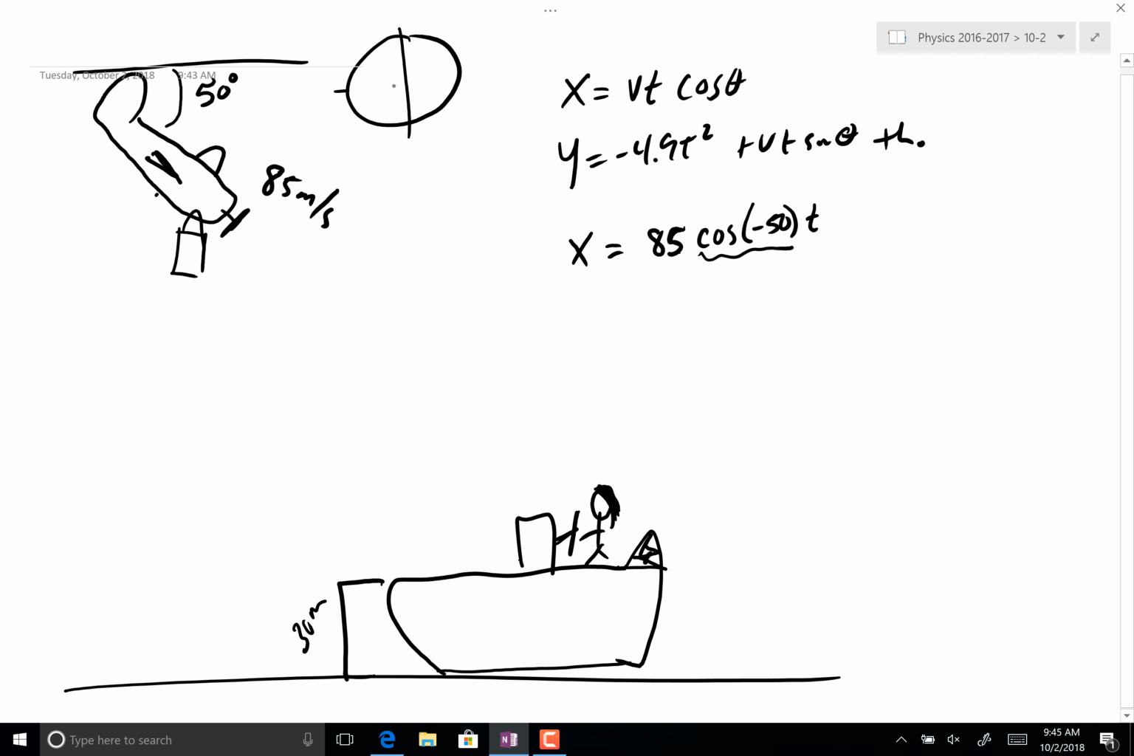Well, if you've had any kind of trig at all, in the unit circle, here's 50 degrees, here's negative 50 degrees. They share the same cosine, don't they? Okay? But what about the sine?